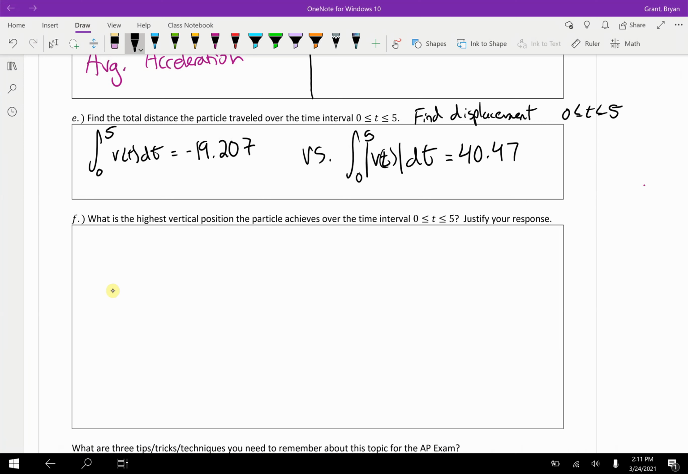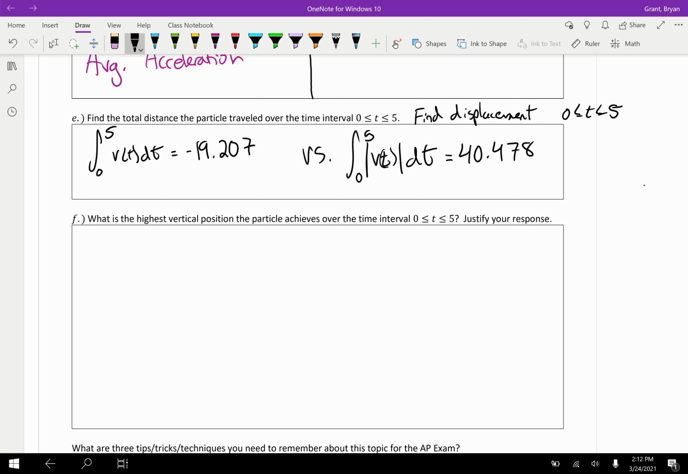So again, comparing these, from a time of 0 to 5, at 0 you start somewhere, at 5 you finish 19 units to the left of where you started at 0. You've been displaced negative 19.207 units. However, on route of being displaced to the left 19 units, you actually traveled 40 steps. So maybe I traveled to the left like 2 steps, and then to the right like 15 steps, and then to the left a super far amount to bring us up to 40. So comparing those two, very important to know the difference.